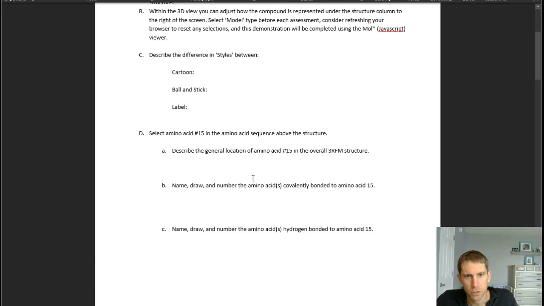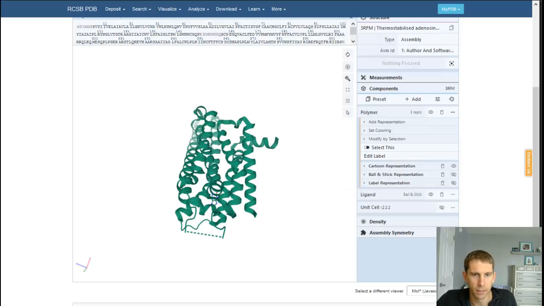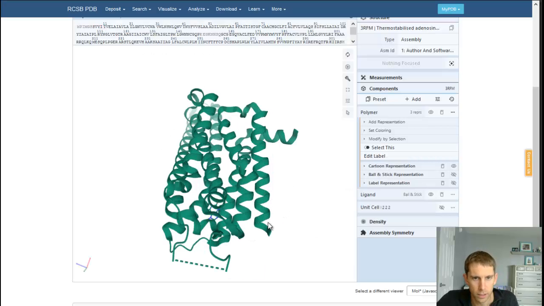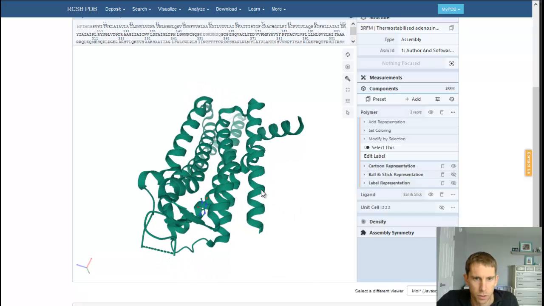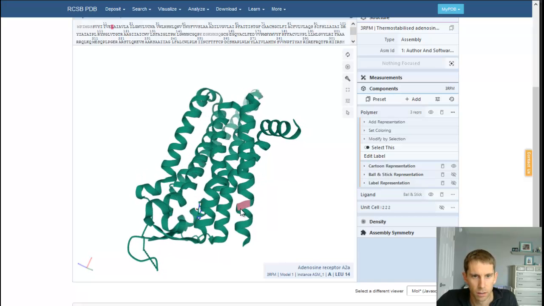Next, we want to name, draw, and number the amino acids covalently bonded to amino acid 15. So going back to the structure here for my cartoon model, I might change that in a second, but for alanine, that's amino acid 15. Amino acid 14 is leucine, and amino acid 16 is isoleucine. So we've got leucine, then alanine, then isoleucine. So leucine is covalently bonded to alanine, and alanine is covalently bonded to isoleucine.